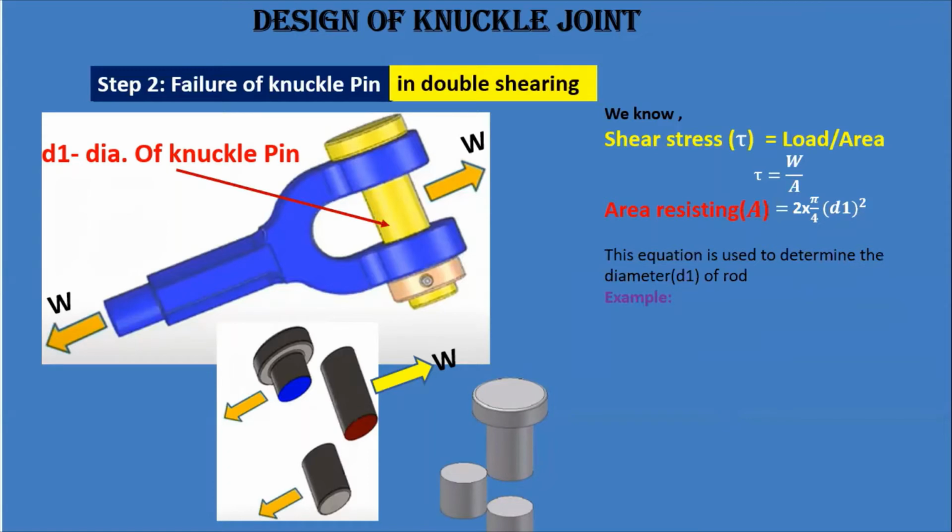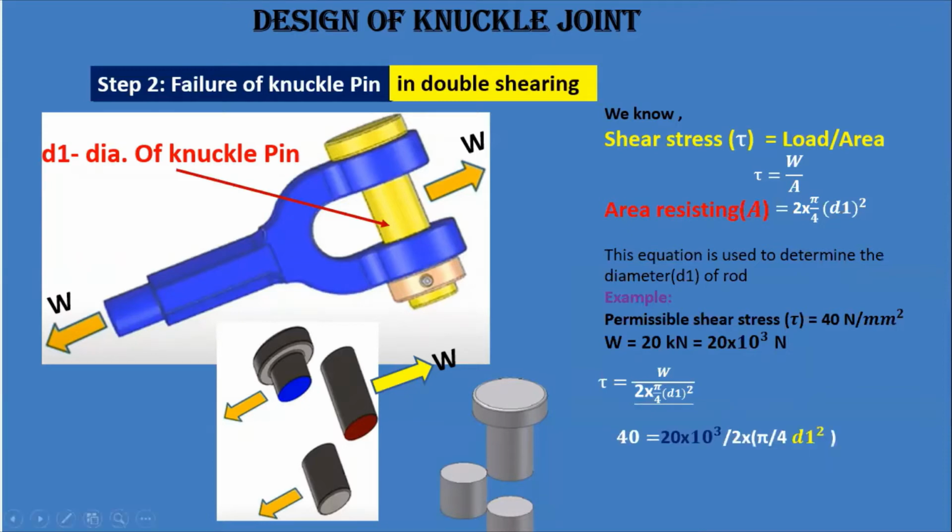Now, we'll take one example here. Here also, suppose permissible shear stress is 40 Newton per square millimeter, and load is given as 20 into 10 raised to power 3 Newton. Now, we have a formula, load upon area. And now we substitute the values of permissible shear stress, that is 40, and the load is given. From that, I calculated D1. Now, this D1, we are getting as 25.23 mm.